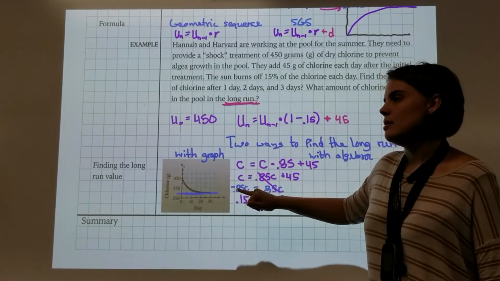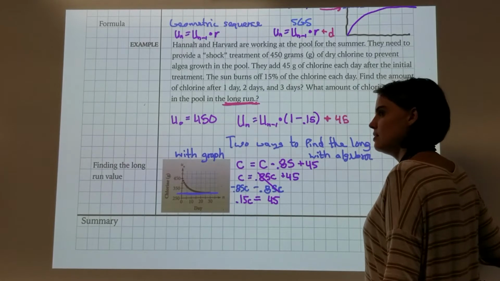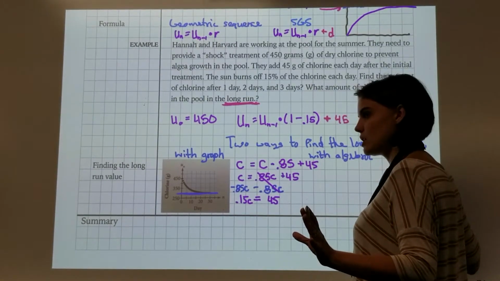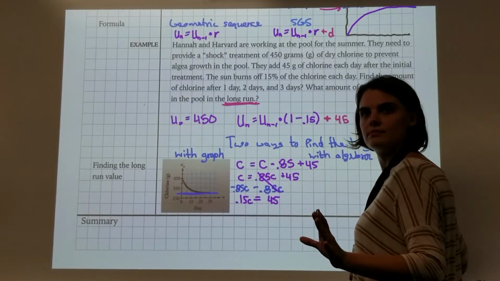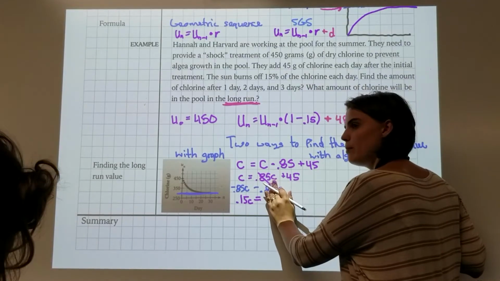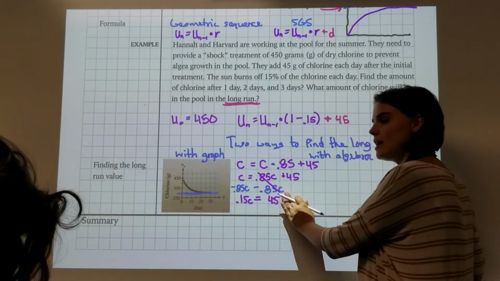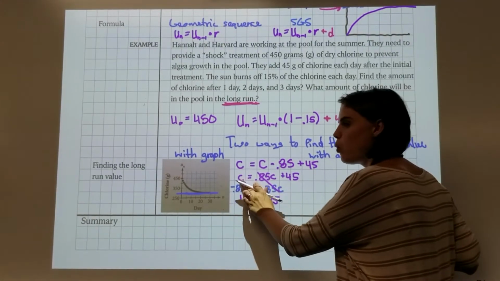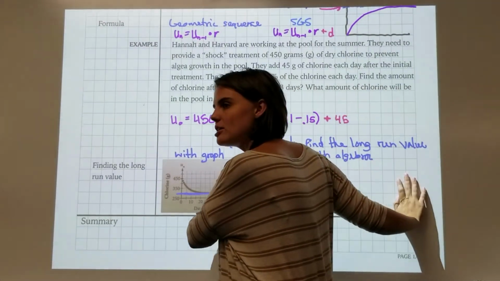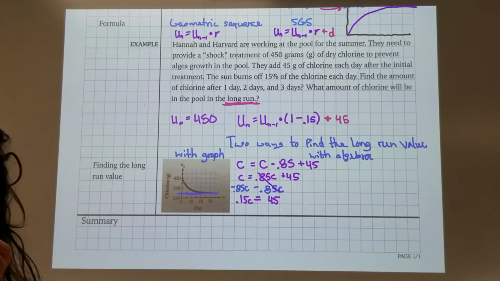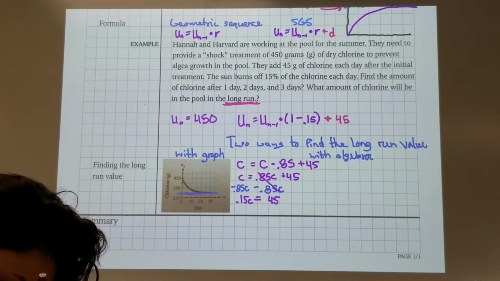But Miss Davy, C is 450? No, C is not, we don't know yet. That's what we're trying to solve for. It's 1.15 of a C, like a fraction of a C. Okay. So, 0.85c minus 0.85c, guys, these cancel out. This is 1c. 1 minus 0.85 is 0.15. So now we're at 0.15c equals 45.